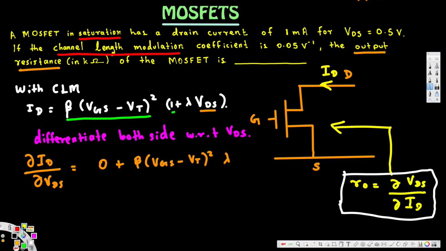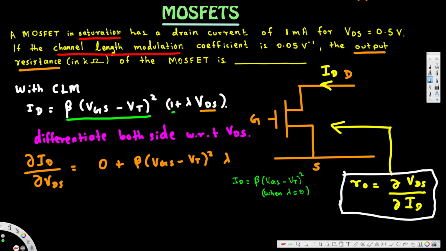Now if you look at this equation, when lambda is equal to 0, if you put 0 for lambda, this is the only thing that's going to remain, right? So we can write that one somewhere here, because we are going to use that situation. So ID is going to be equal to only this term when lambda is equal to 0, so ID is going to be equal to beta times (VGS minus VT) whole square when lambda is equal to 0.